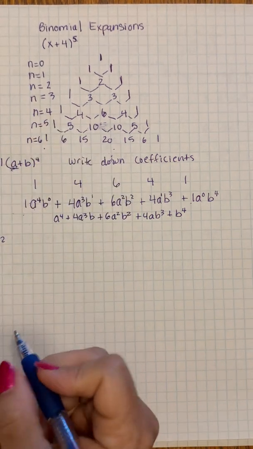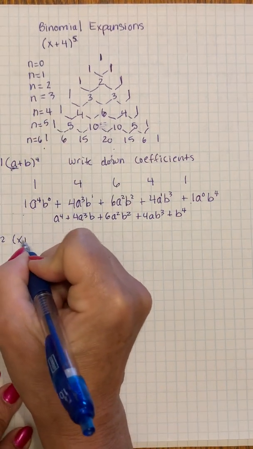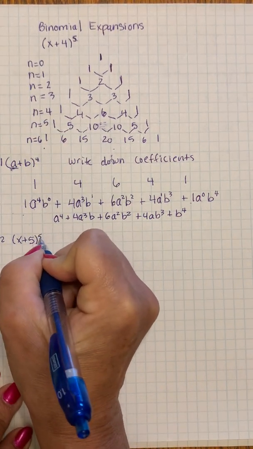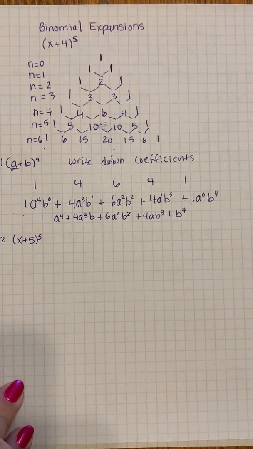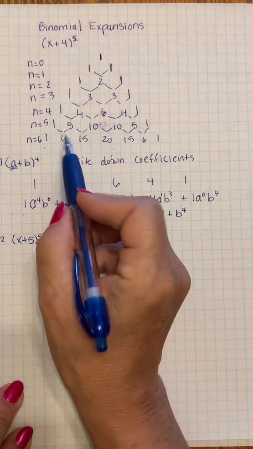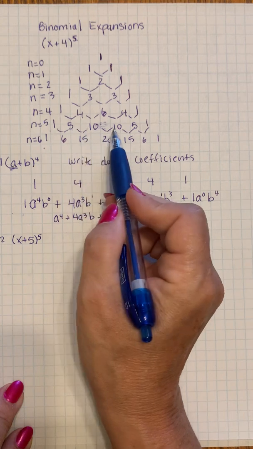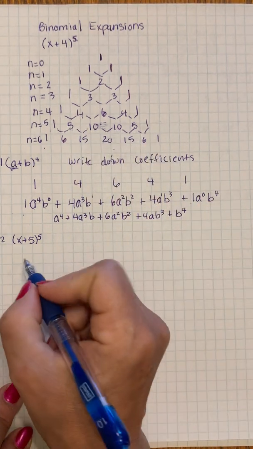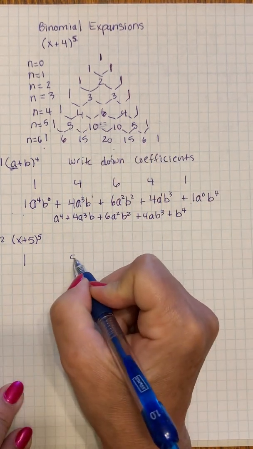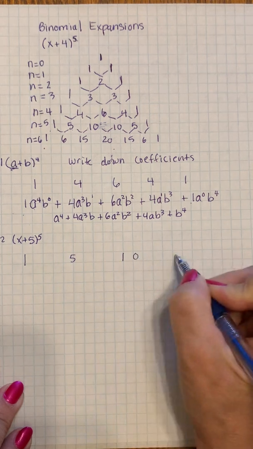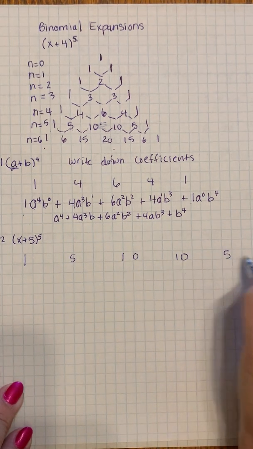So this one is going to be x plus 5 raised to the 5th power. What I want to do is get the coefficients 1, 5, 10, 10, 5, and 1. So I'm going to write those out. 1, 5, 10, 10, 5, and 1.